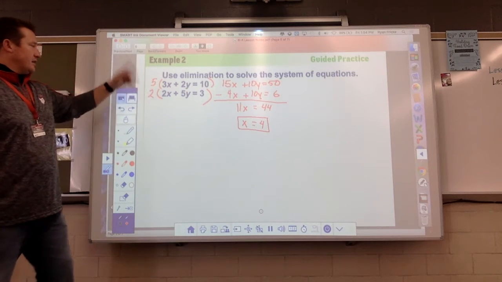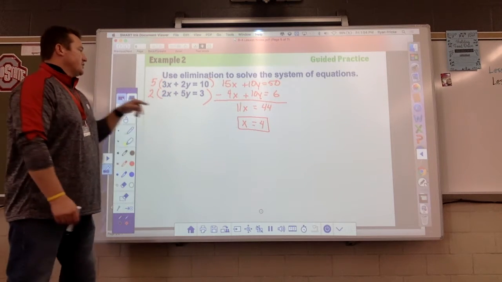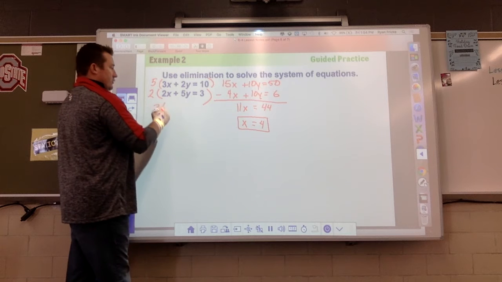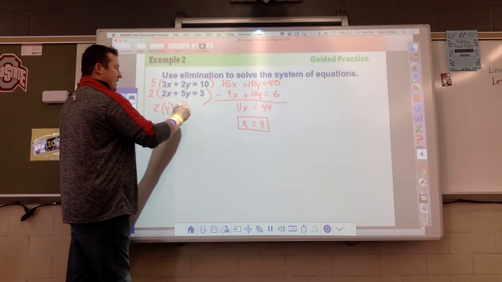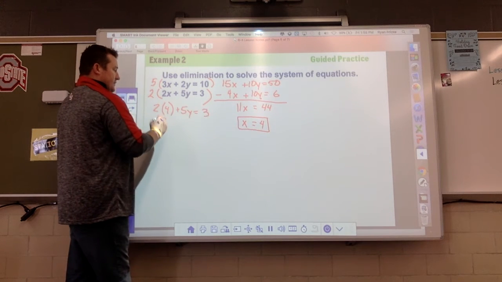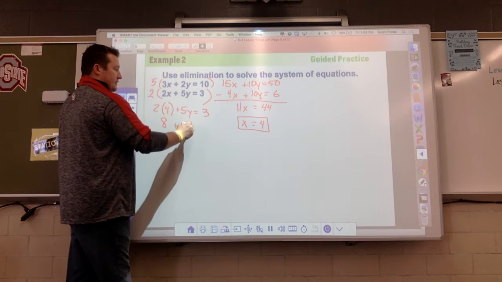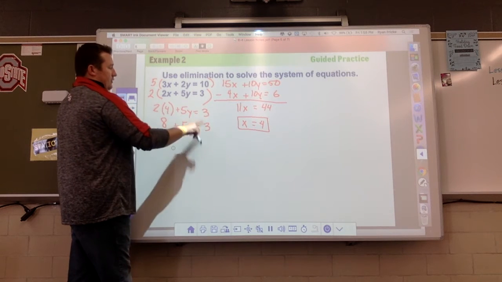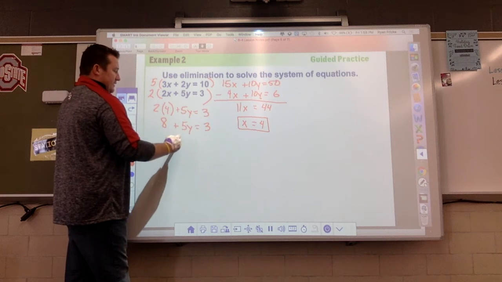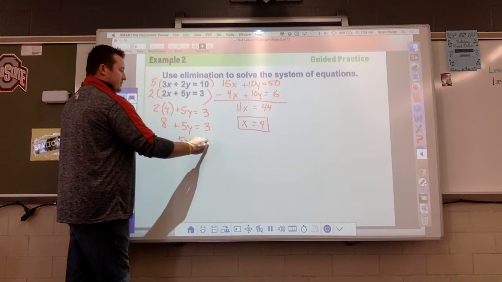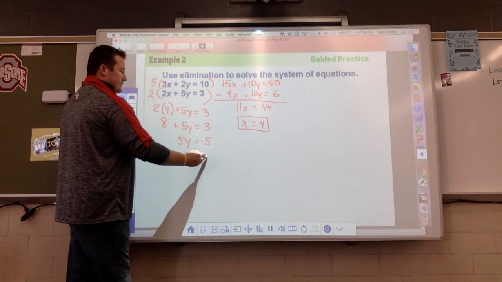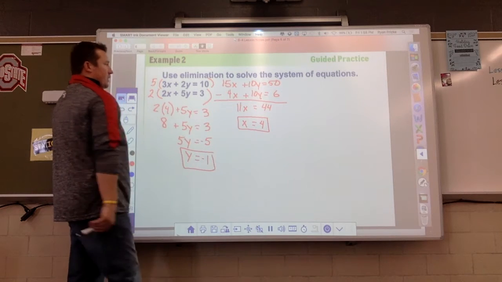Okay, we're going to come back here. I'll choose the bottom equation, 2x, which is now 4, plus 5y equals 3. So this is going to be 8. We're going to move that 8 over here to the other side. We're going to subtract 8. 3 minus 8, of course, is negative 5, and I get y is negative 1.